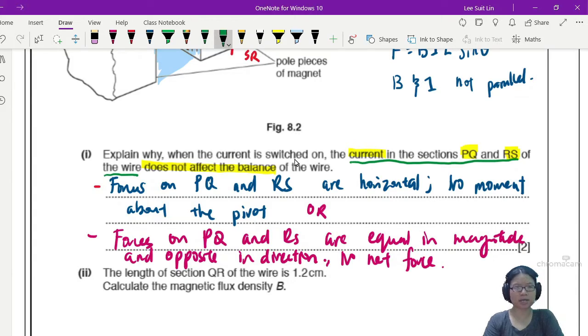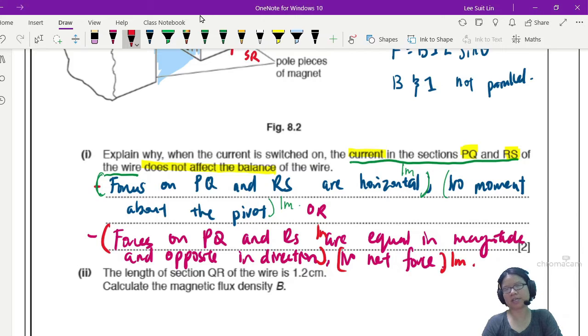So the first one, the mark is that the forces on PQ are horizontal. This is the first mark. The second mark would be no moment about the pivot. Or if you write the other way, you could say the forces are equal in magnitude and opposite in direction, so no net force is the second mark. Whenever you see certain things that don't affect the balance or the equilibrium, it's either because there are things cancelling out, equal in magnitude and opposite in direction, or there is just no net torque.